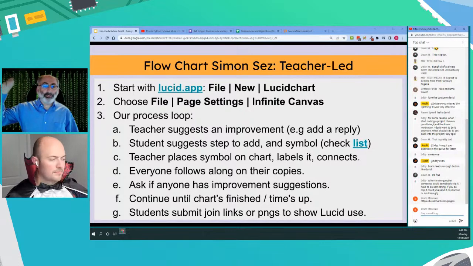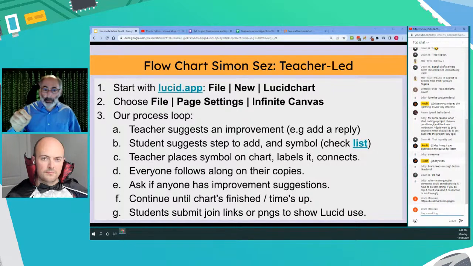Students would say, well, you could say, if the guess is too low, do this. And I'd say, okay, well, what would you put? What symbol would you use for that? And let me see, a diamond. Yeah, that sounds good. And what should I write in that symbol? Guess is less than answer. Good, that's what we want to put there. And then what's next?